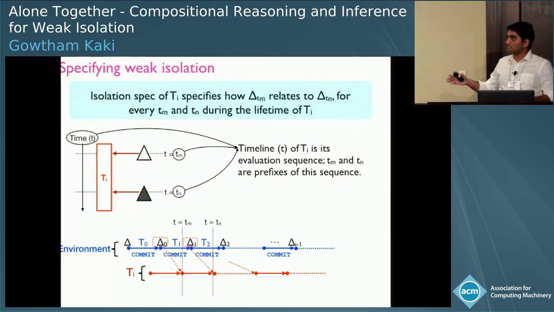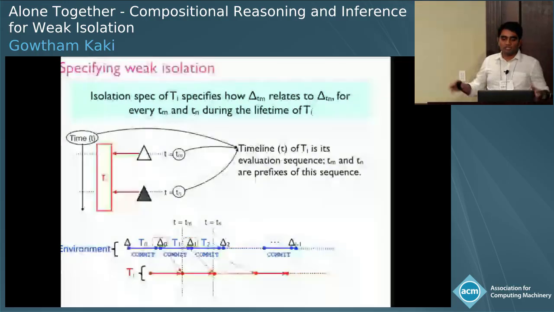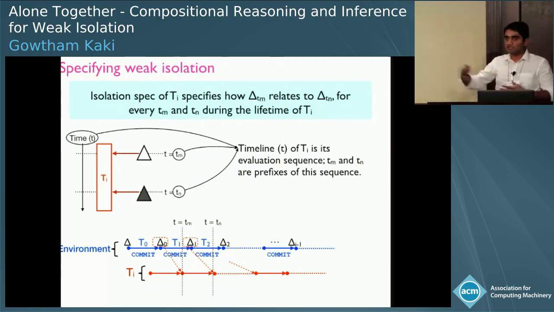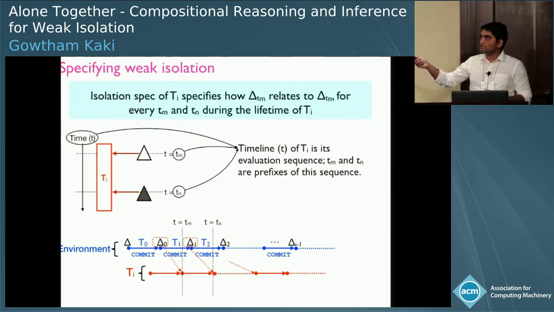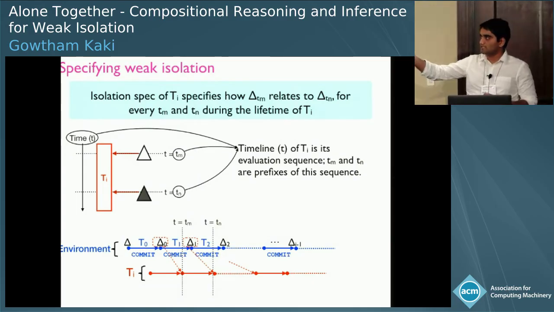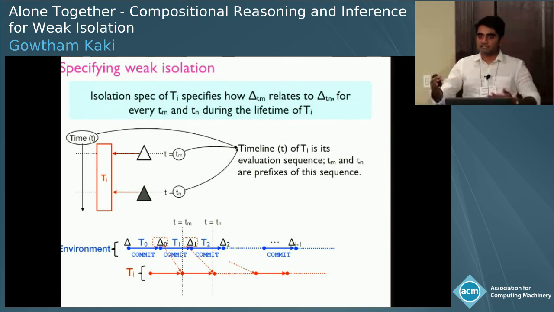So while the transaction Ti progresses, the concurrent transactions also take effect. They commit and thereby change the database global state. Taken together, they're referred to as environmental transitions. So during the lifetime of Ti, it witnesses various states such as delta 0 and delta 1 and so on, each bearing effects of the concurrent transactions.